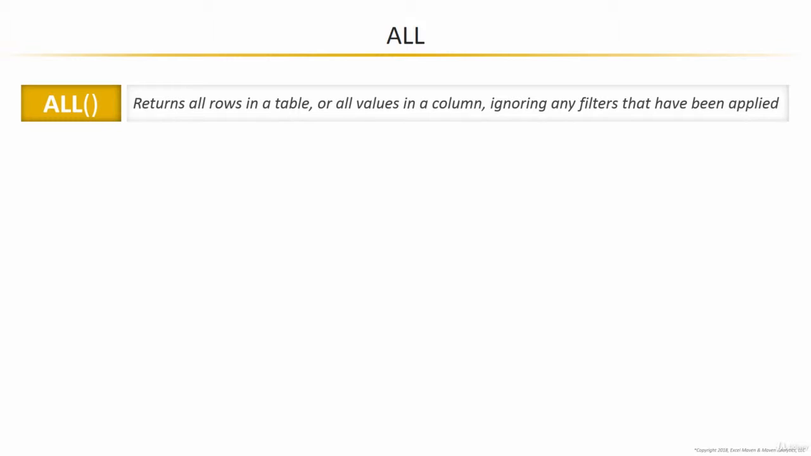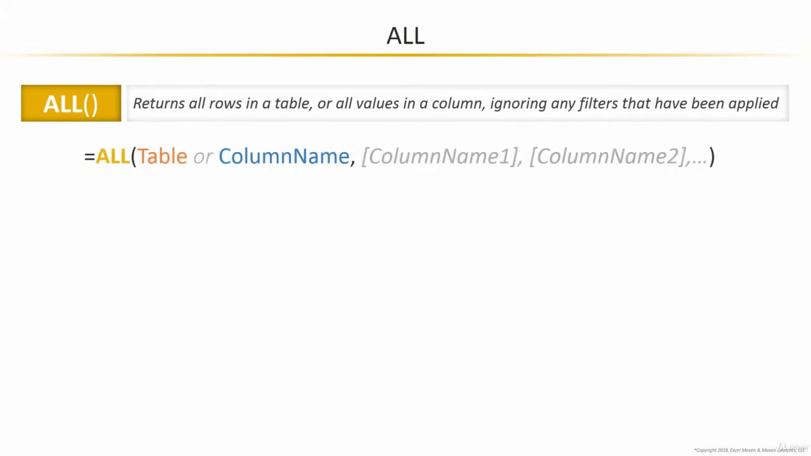The next DAX function that I want to talk about is ALL. Now the ALL function either returns all of the rows in a table or all of the values in a column, completely ignoring any filter context. So here's what it looks like.